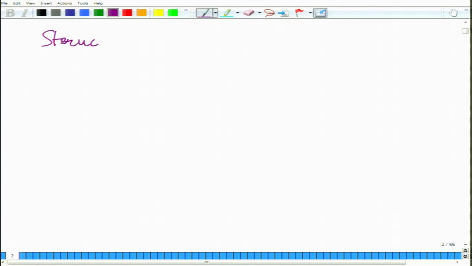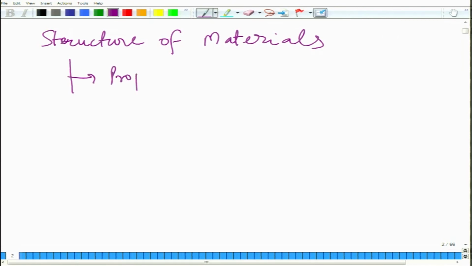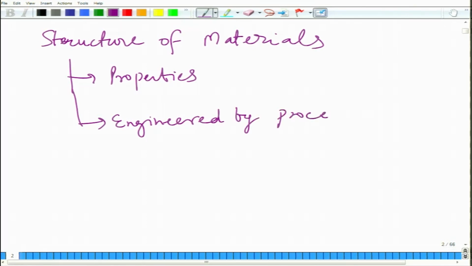Okay, so as I said, that structure of materials. So we looked at the structure of materials. Why is it important to study? Because it affects the properties, and structure can be engineered by process. So, since it affects the properties, it also affects the applicability.